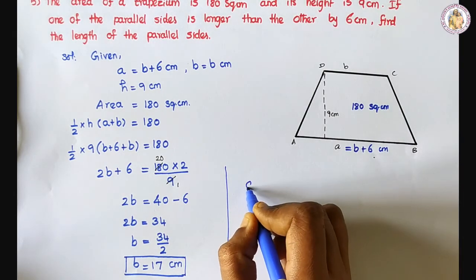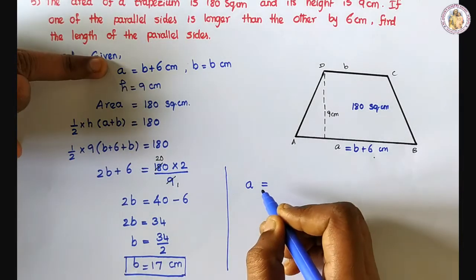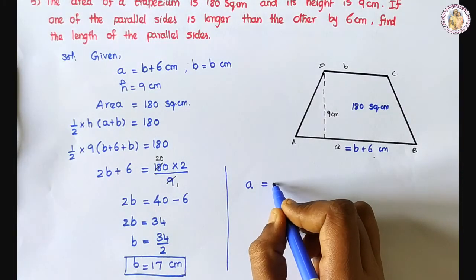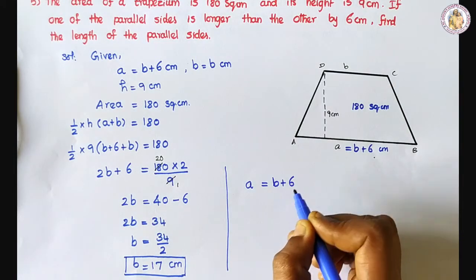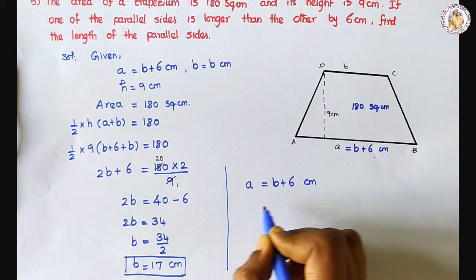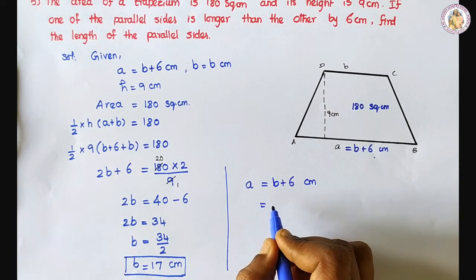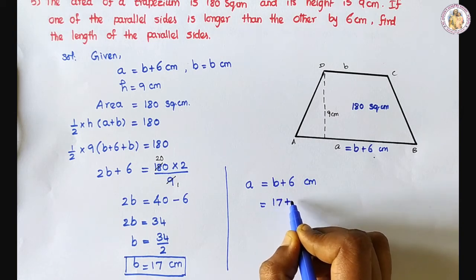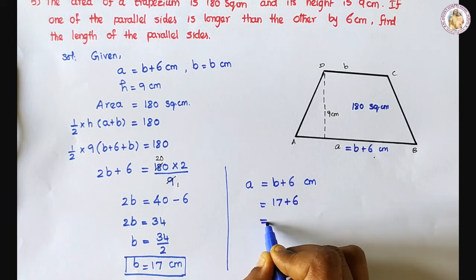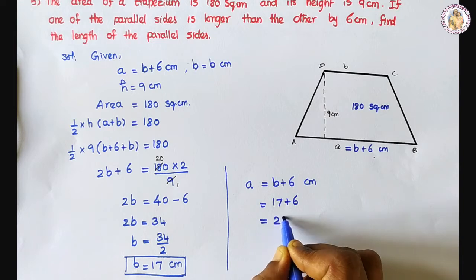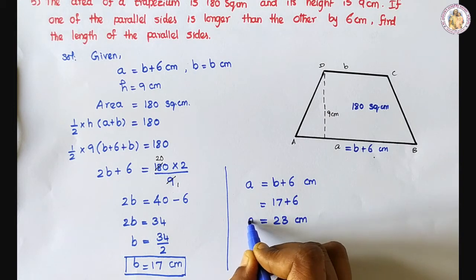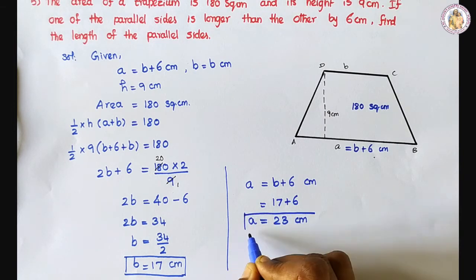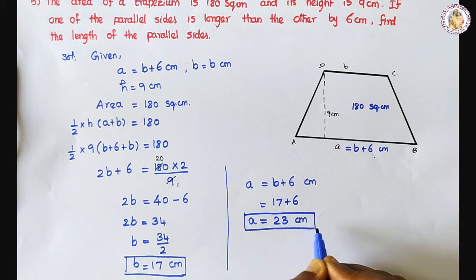We know that A equal to B plus 6 centimeter. B is what now? 17. So 17 plus 6, that is equal to 23 centimeter. That is the length of parallel side A.